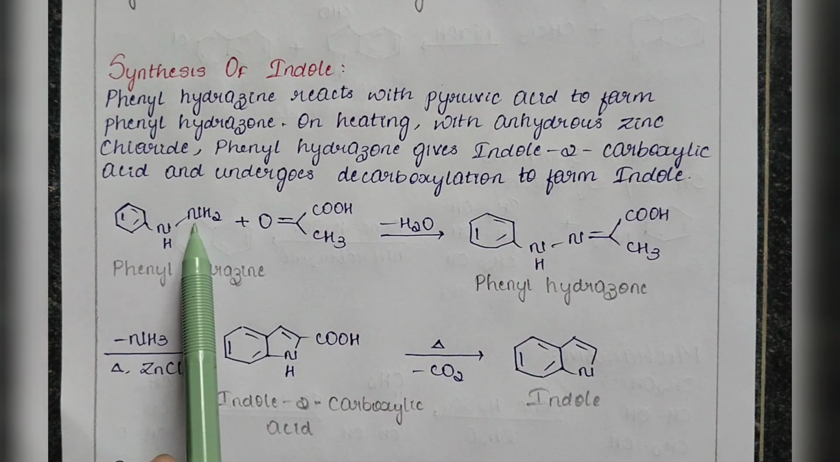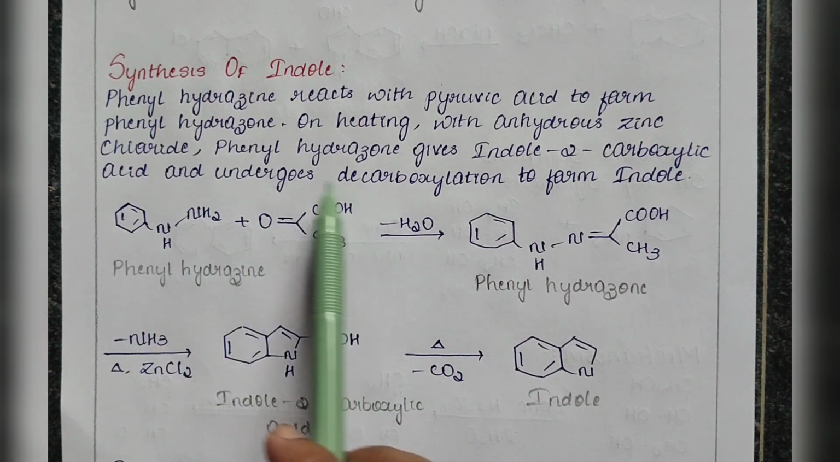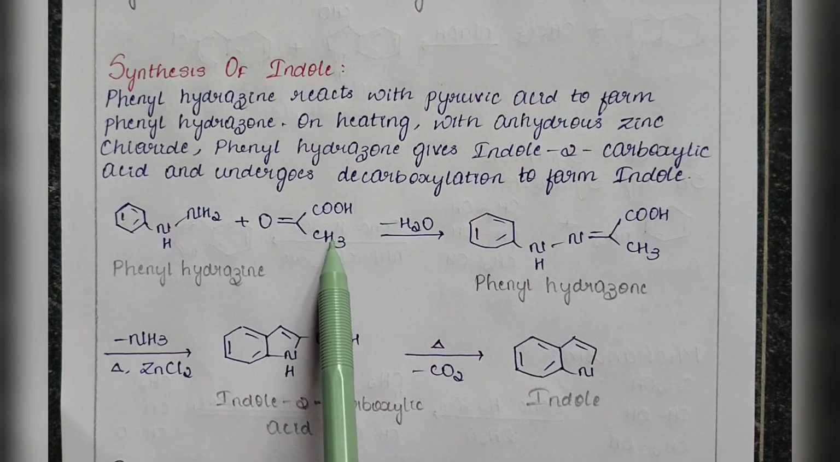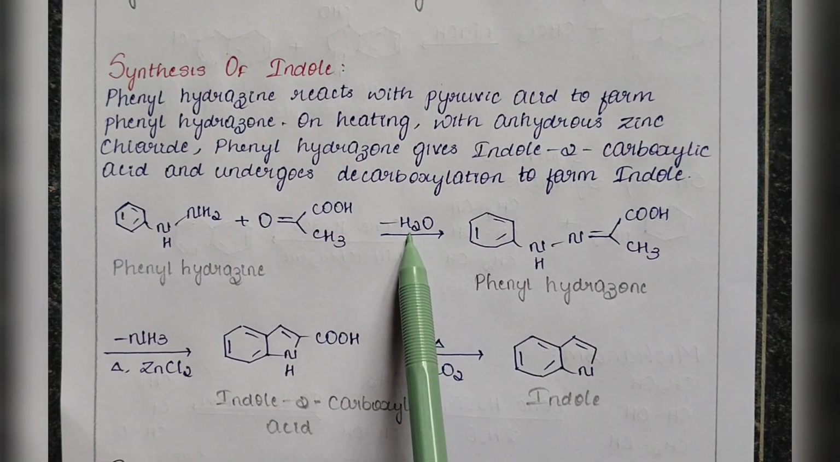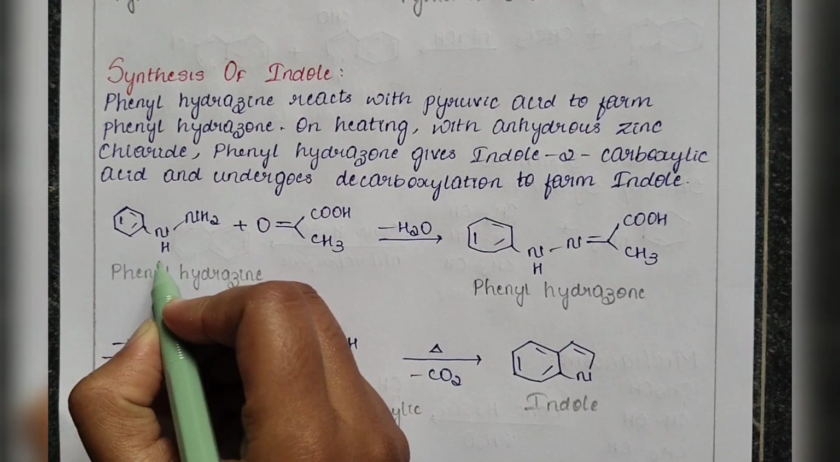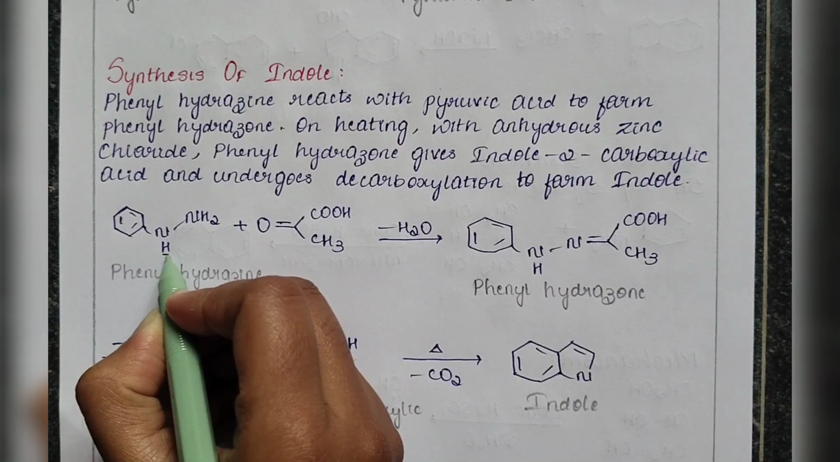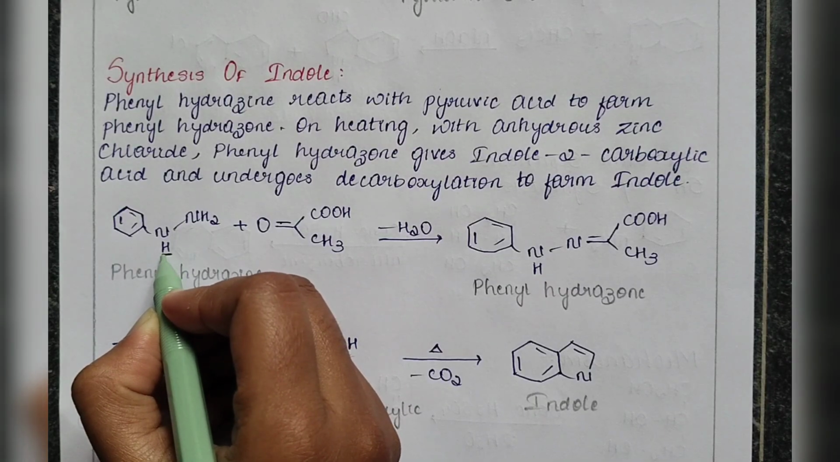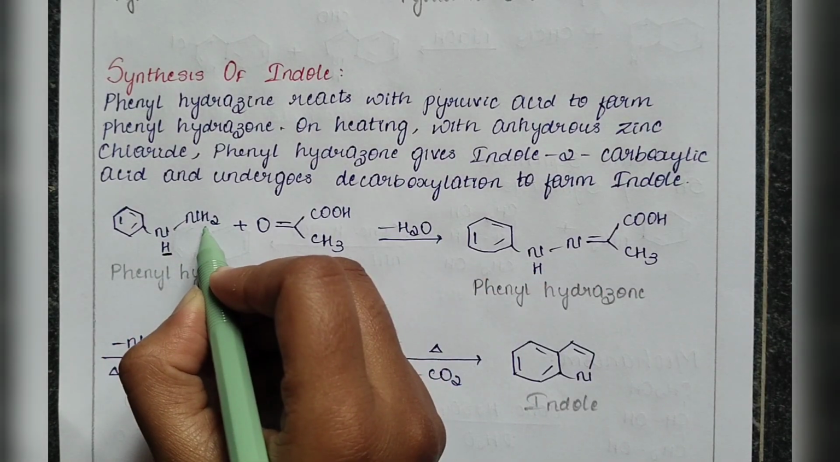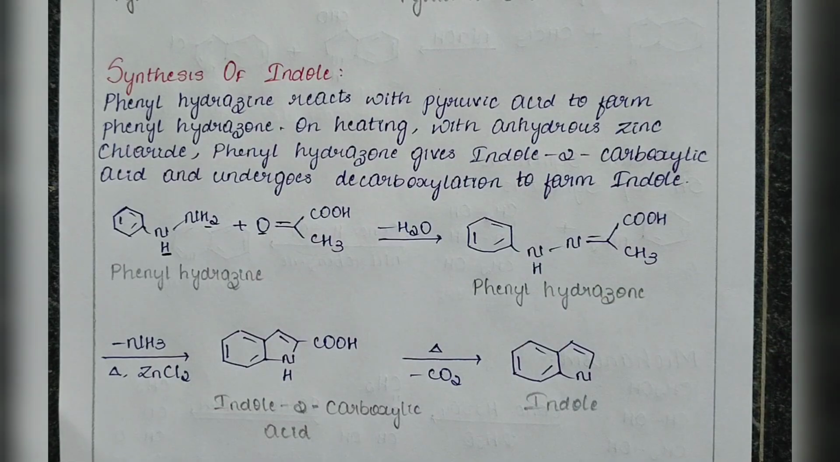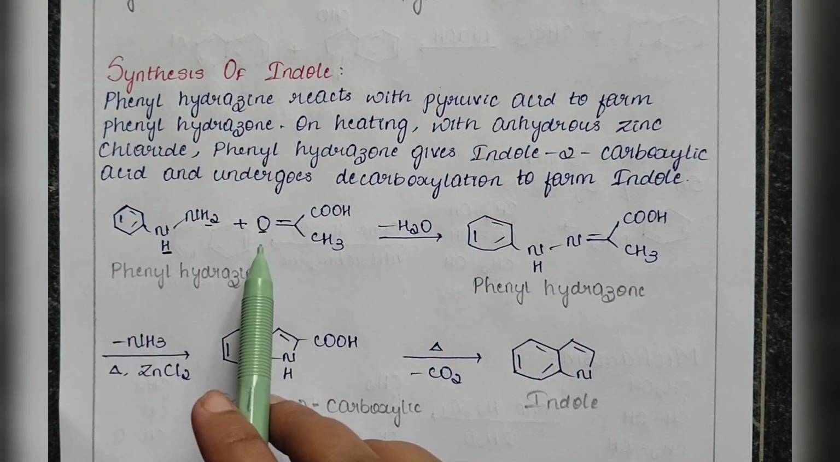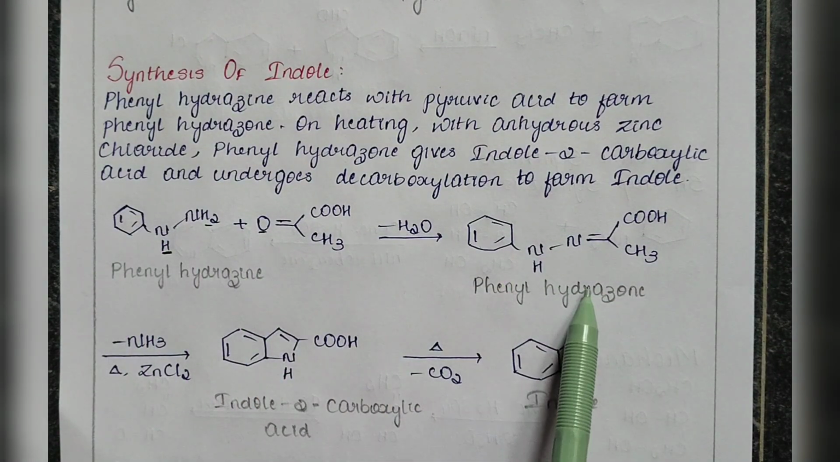When phenylhydrazine reacts with pyruvic acid, this is the pyruvic acid, and here removal of a water molecule will take place, that is 1 H from here, 1 H from here, another H from here, and O from here. So this H2O will be removed and we'll get phenylhydrazone.